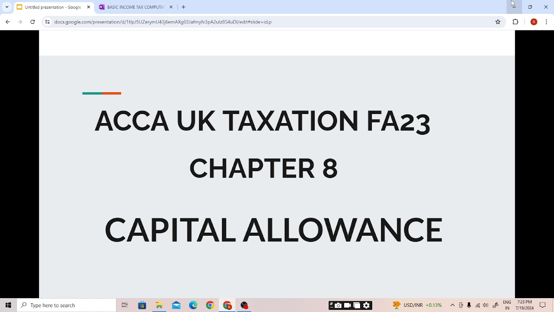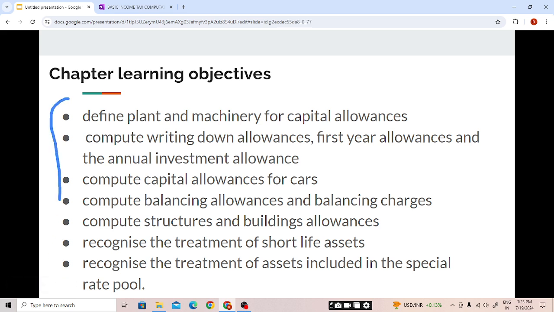In our today's session, we will continue the chapter number 8, Capital Allowance. In our previous session, we had completed these 4 topics: definition of plant and machinery, compute writing down allowances, first year allowances and annual investment allowance, capital allowance for cars, compute balancing allowances and balancing charge. In our today's session, we will do these 3 topics: compute structures and building allowances, recognize the treatment of short life assets, recognize the treatment of assets included in the special rate pool.